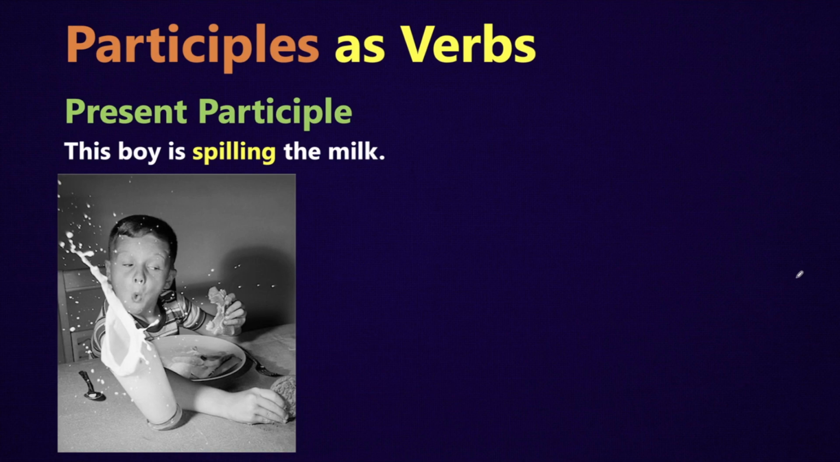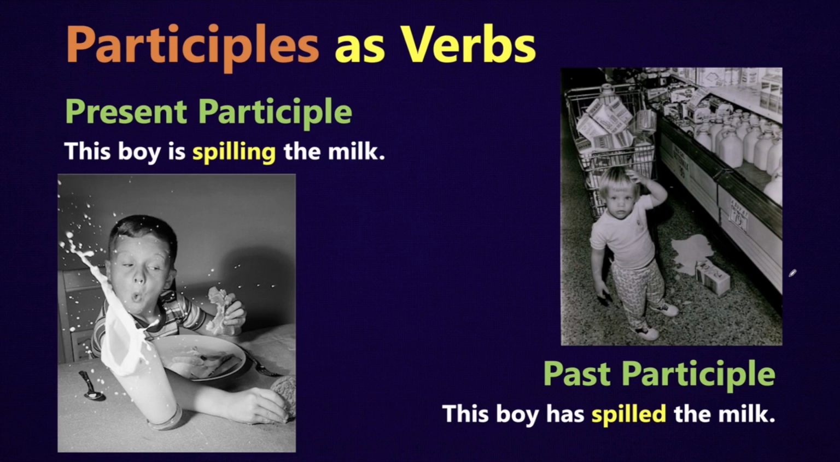For example, the present participle, this boy is spilling the milk, or the past participle, this boy has spilled the milk. So here we can see that the present participle is being used as a verb because it is an action and it comes after the subject, this boy. And here again, this boy has spilled the milk. We can see spilled here is working as a verb because it is an action and the subject here is boy. So it's coming after the subject. Now in English, verbs will come after a subject. So spilling and spilled are being used as verbs in these cases.